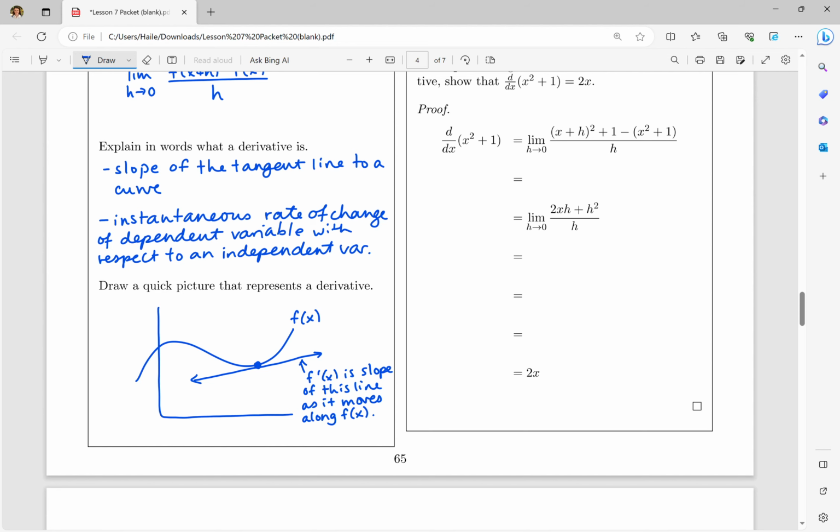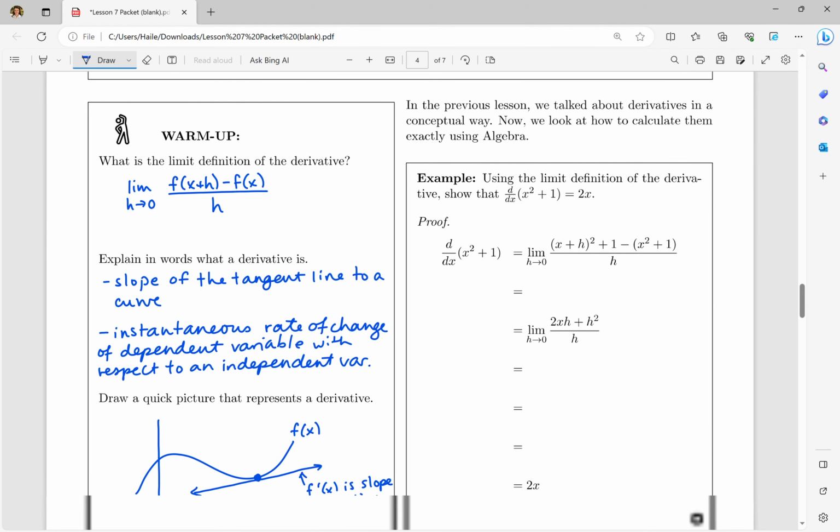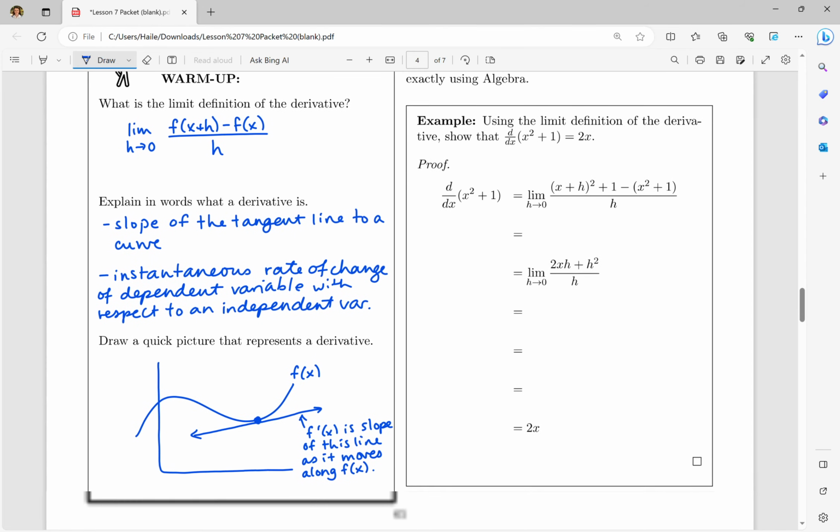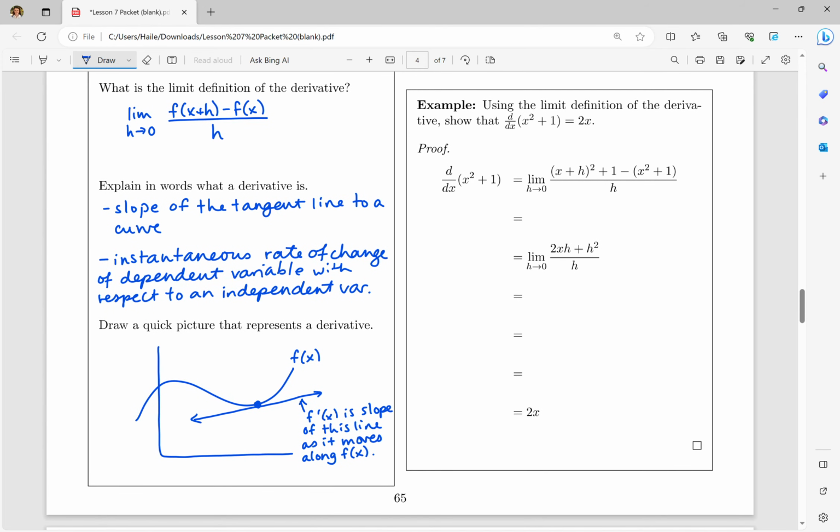Okay, so in the previous lesson, at the end of Unit 1, we talked about derivatives in a very conceptual way. So we were sketching graphs, we were talking about linearizations, we were doing a very applied conceptual estimation sort of approach. Now we're actually going to look at how to calculate them exactly using algebra. So as a first example, we're going to actually compute the derivative using the limit definition. So we want to show that the derivative of x squared plus 1 is equal to 2x.